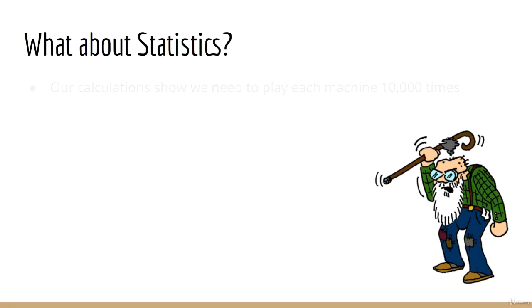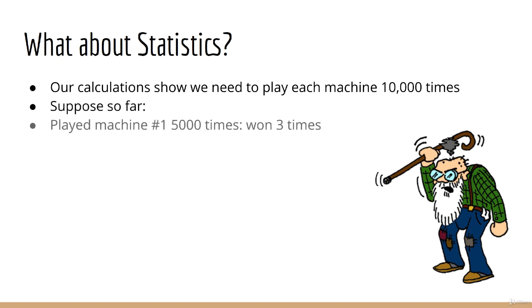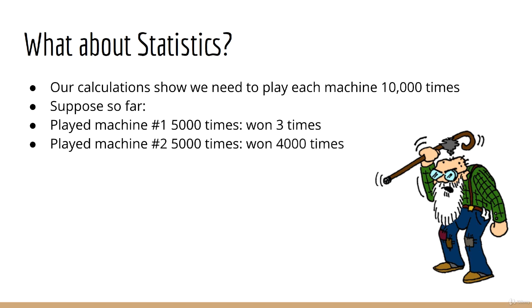Okay, so let's say you do your fancy calculations and it says you need to play each slot machine 10,000 times. Now imagine this scenario. You've played each slot machine 5,000 times so far. Slot machine number 1 has won 3 times out of 5,000. Slot machine number 2 has won 4,000 times out of 5,000. So basically your prediction of the effect size was wrong.